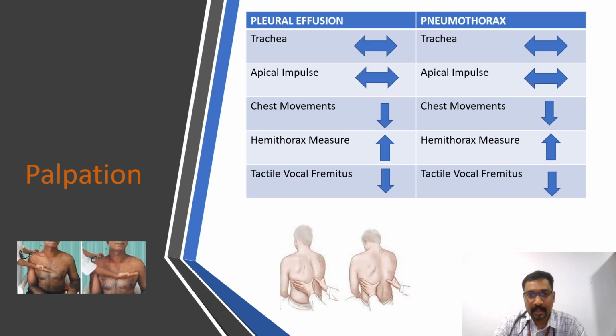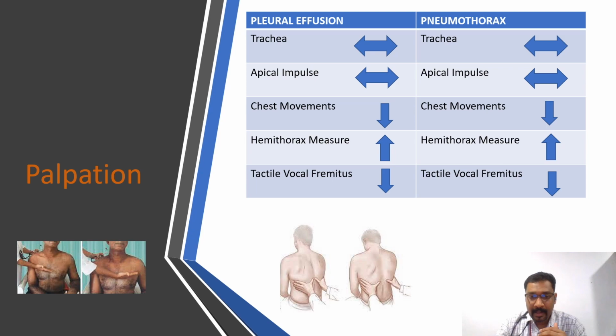Let's look at all the palpatory findings of pleural effusion and pneumothorax once again. The trachea can be shifted to either side based on where the effusion is. Obviously, it's a pushing phenomenon. Similarly, the apical impulse, because the mediastinum is shifted, can be pushed to either side. The chest movements are reduced both in pleural effusion as well as pneumothorax, and this can be confirmed by examining for the movements as depicted in the picture below.